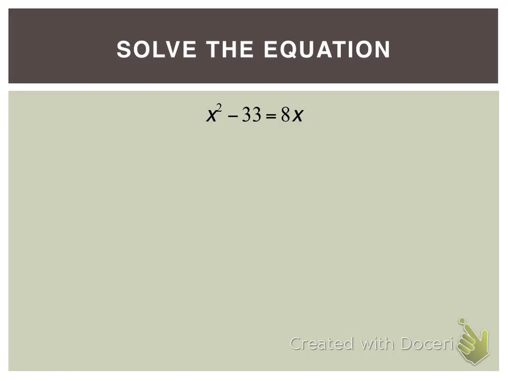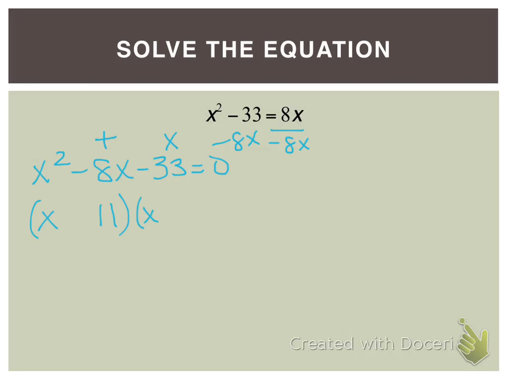Okay, solve the equation. Well, to be able to solve the equation, we have to have it set equal to 0. So we're going to subtract this 8x over. And we have to have it written in standard form, okay? This x has to be in the middle. It has to be ax squared plus bx plus c. Okay, so now we think of two things that multiply to get me negative 33 that add to get me negative 8. Well, 11 and 3 do. Okay, but one of them has to be negative. The 11's negative because negative 11 plus 3 gets me negative 8.